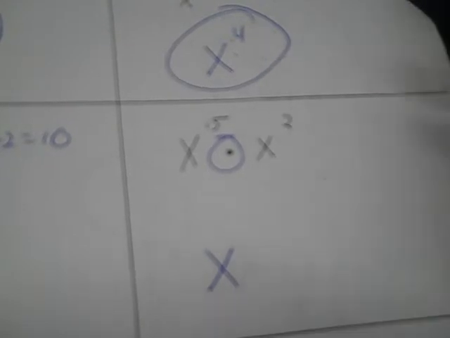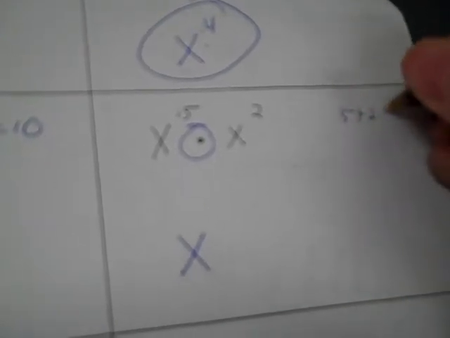Okay, base x to the 15th power times base x to the 2nd power. So I have base x, and we have a multiplication operation. So the multiplication operation means you add the exponents. So 5 plus 2 is 7. So x is to the 7th. There would be 7 x's cloned.